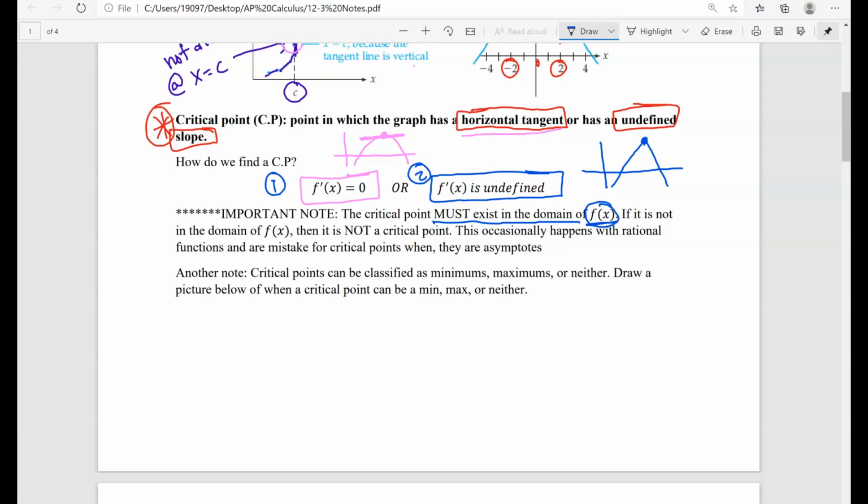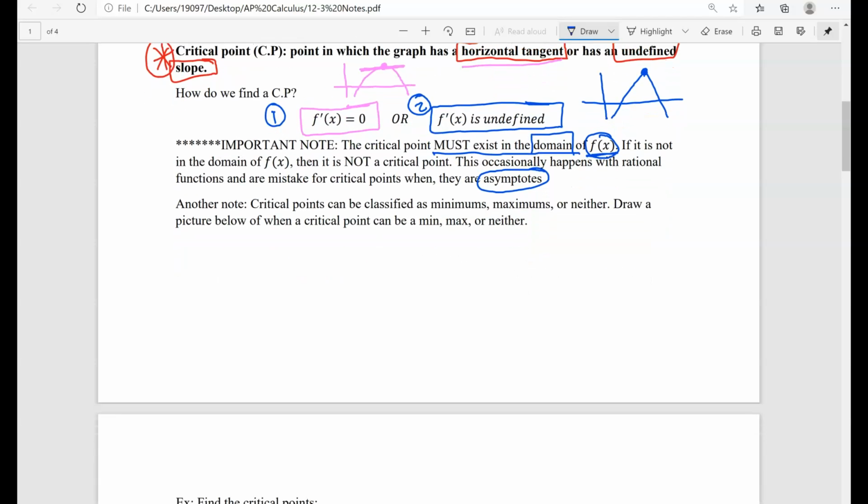Usually when that happens, what you really have is asymptotes. So for today, you don't have to worry so much about when it's not in the domain. We'll do that some other time when we start graphing rationals, where things are not within the domain. Right now, we're only going to worry about these two different criteria. One more note is that critical points can be classified as minimums, maximums, or neithers.